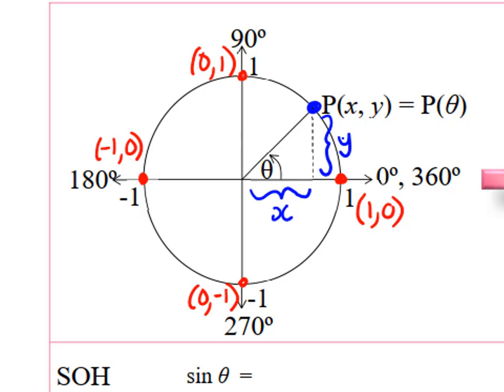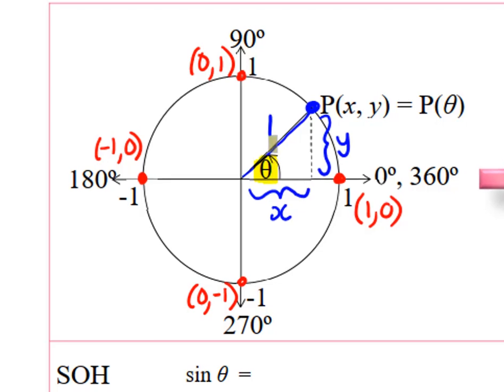Okay. I could represent that point in terms of an angle theta. So this line here has a length of 1 because it's a unit circle, so it's a radius of a circle, and it's theta degrees rotation in the anti-clockwise direction.